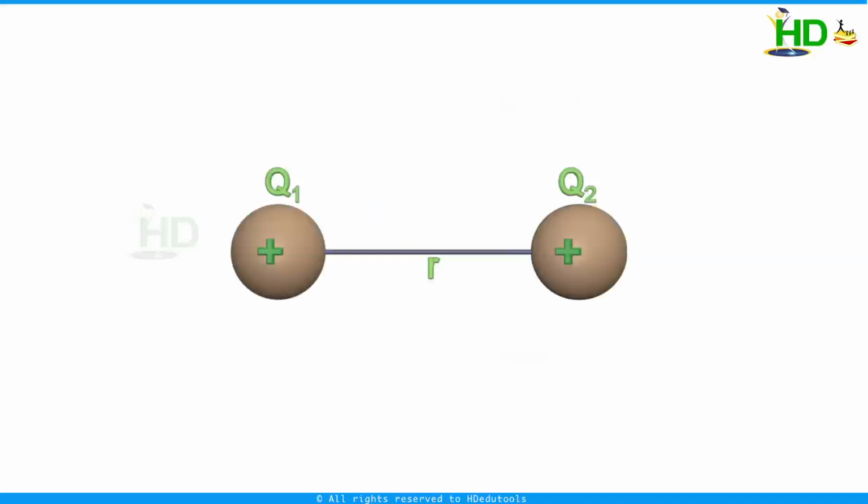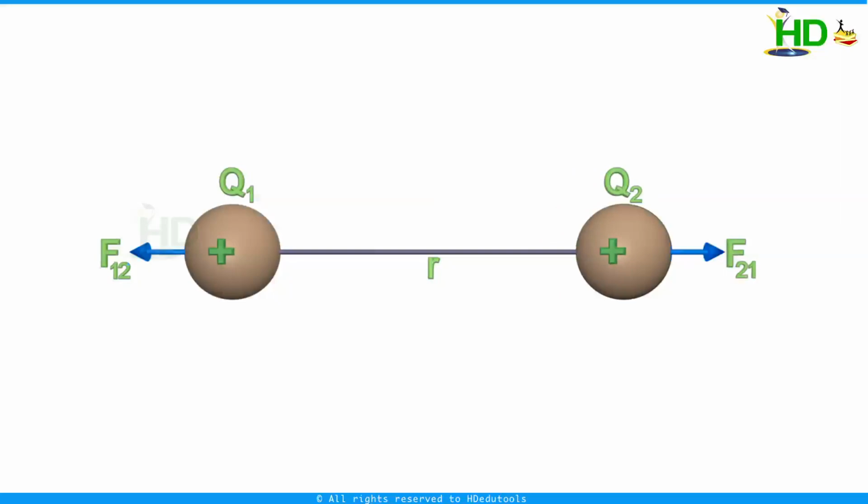Say here, when two same kind of charges are taken, they repel each other. The forces are acting along the line joining these two charges. The force due to the first charge acting on the second charge is F21. The force due to the second charge on the first charge is F12. This is along this direction and this is along this direction, and these two are equal and opposite. That is, they follow Newton's third law.